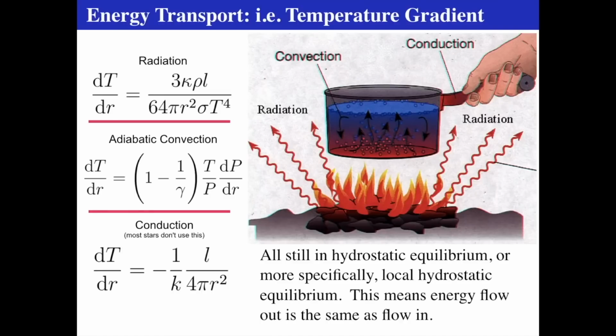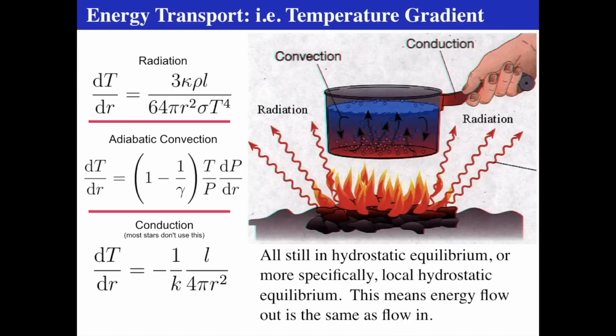So the three equations to the left dictate those things, and they all show a temperature gradient. That's what dT/dr means, a change in temperature as a change in radius or distance. And this is specifically for stars, so we're thinking a vertical distance. How does the temperature vary from the inside to the outside? And these three equations show that.